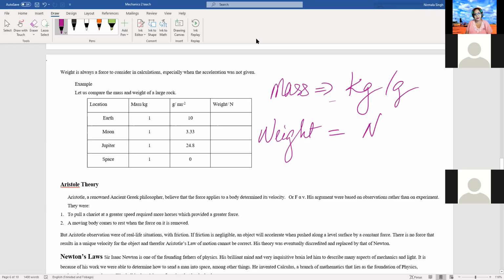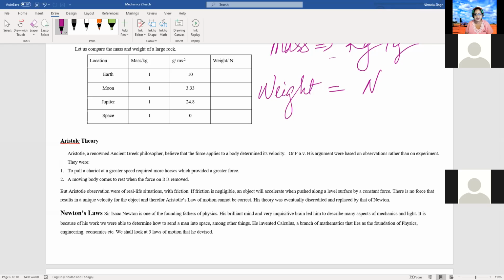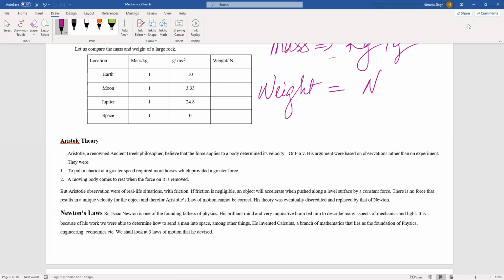So carrying on, reading from the handout. Looking at Aristotle, not Aristole. It's not English, so it's pronounced differently. Aristotle, a renowned ancient Greek philosopher, believed that the force applied to a body determined its velocity. We know that force is actually equal to mass by acceleration, but this is way back in, like, 50 BC, very long ago.